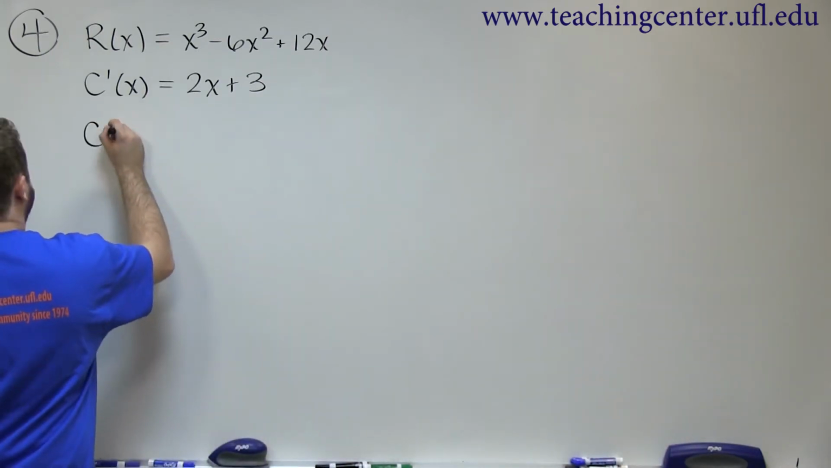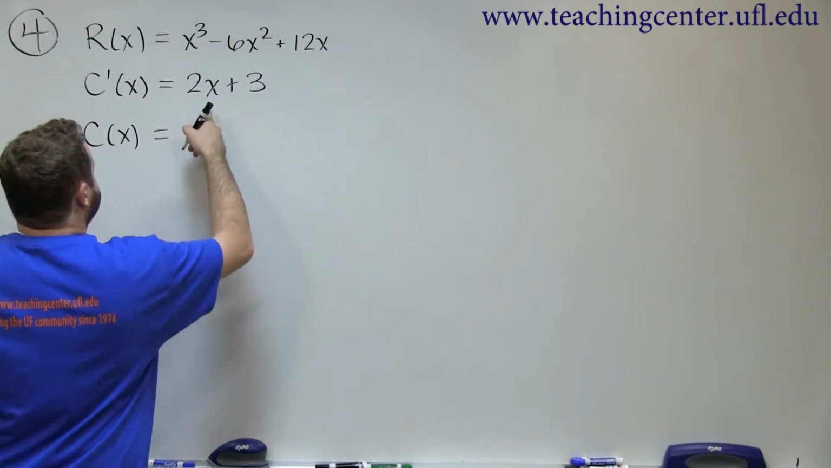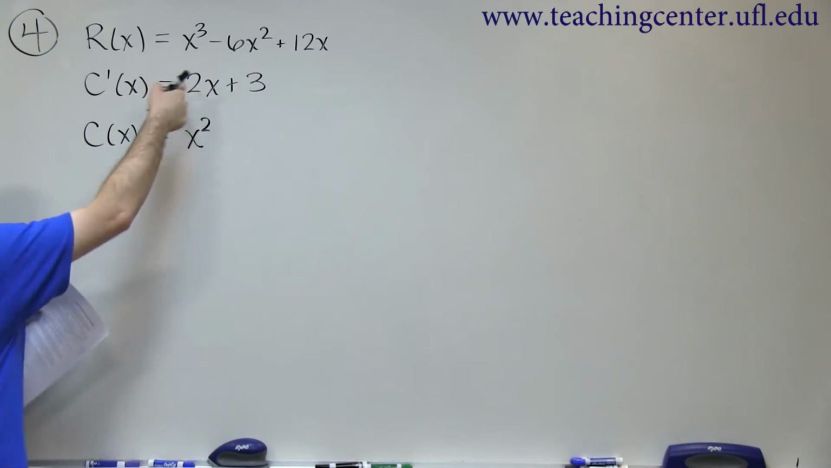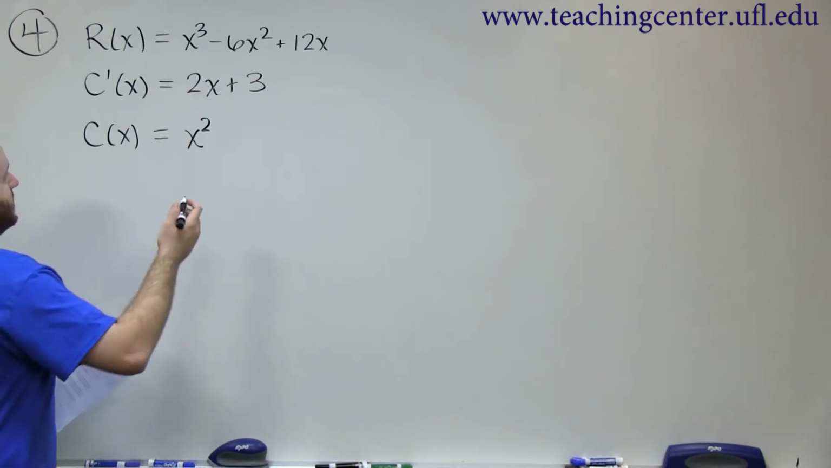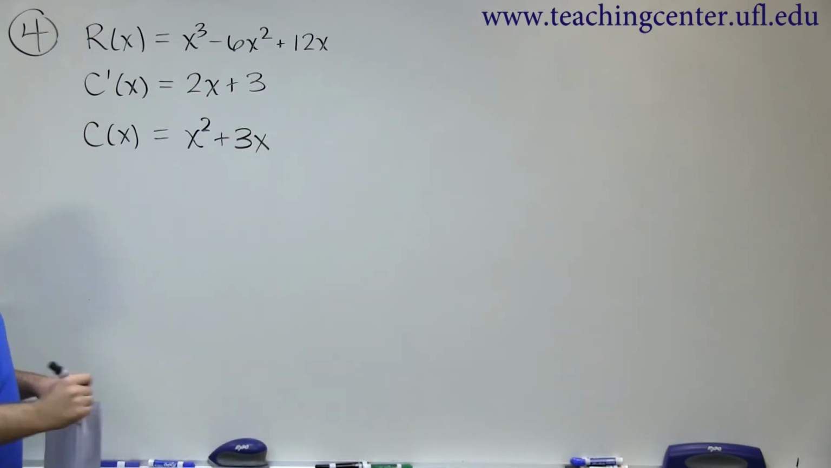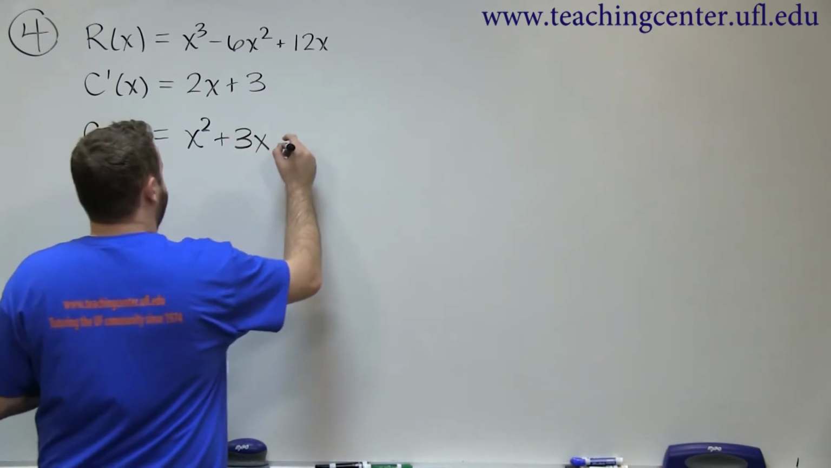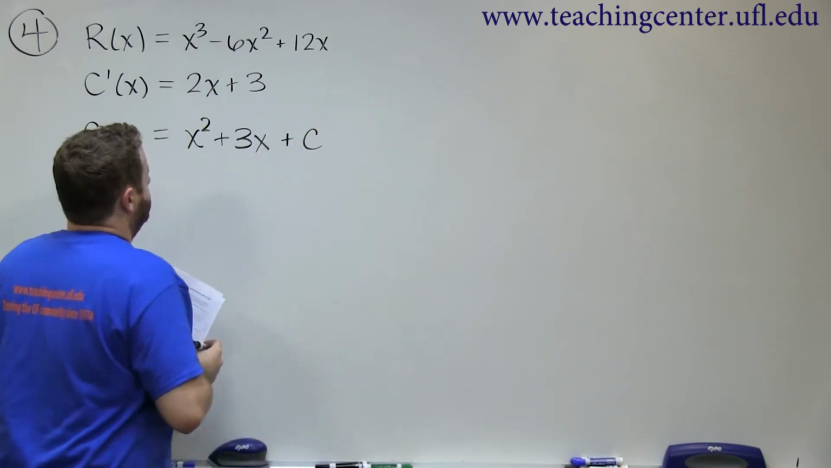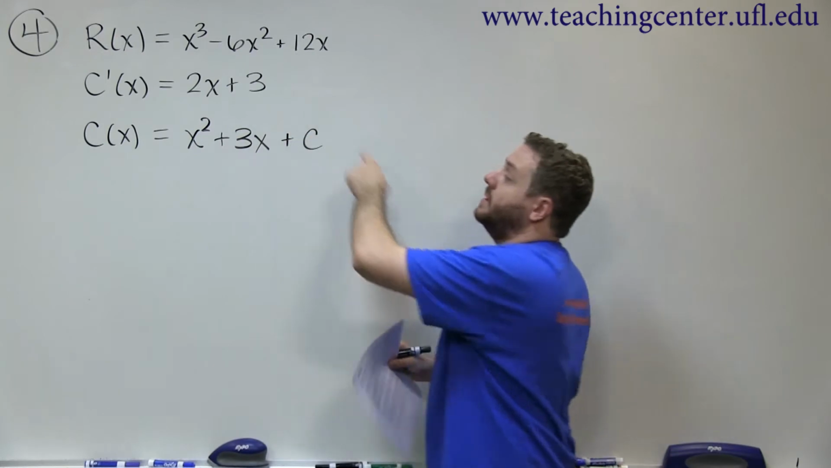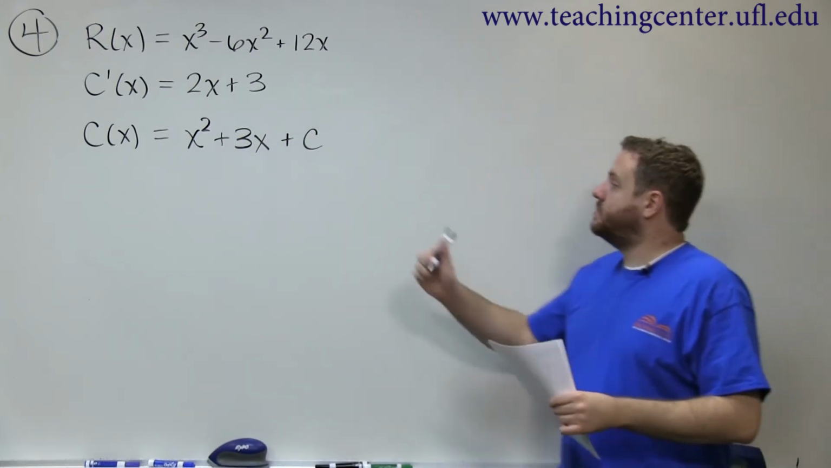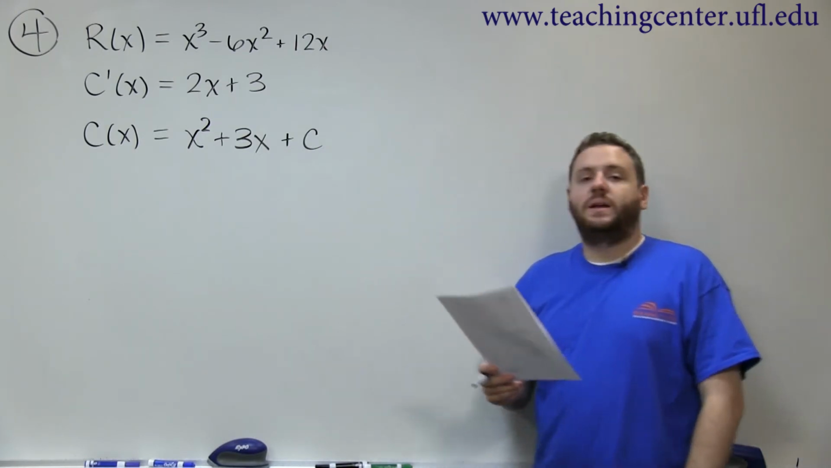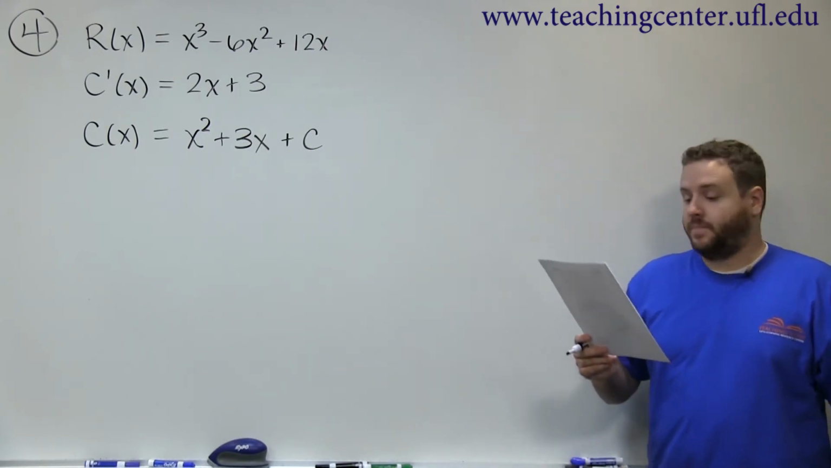So we need our cost function, c of x. So the antiderivative of 2x is going to be x squared because the derivative of x squared is 2x. Similarly, the derivative of 3x is 3, so we put 3x here. But we always have to add a constant of integration. Because there could have been any number here, and when you take the derivative of c, it would have disappeared in c prime. So it's possible that any number is here. But we can figure that out from the last statement here.